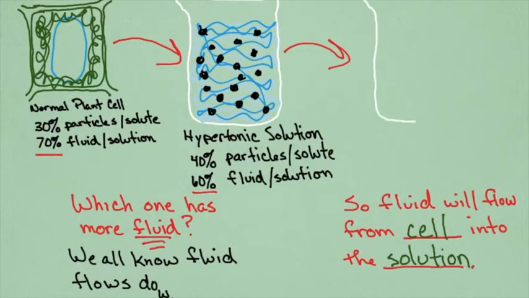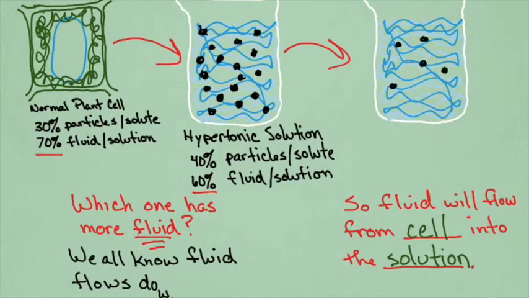And when that's the case, we get a cell that begins to lose so much of its fluid that it shrinks up like a tiny little sunken, shriveled shell of its former self. And that's what happens in a hypertonic solution.